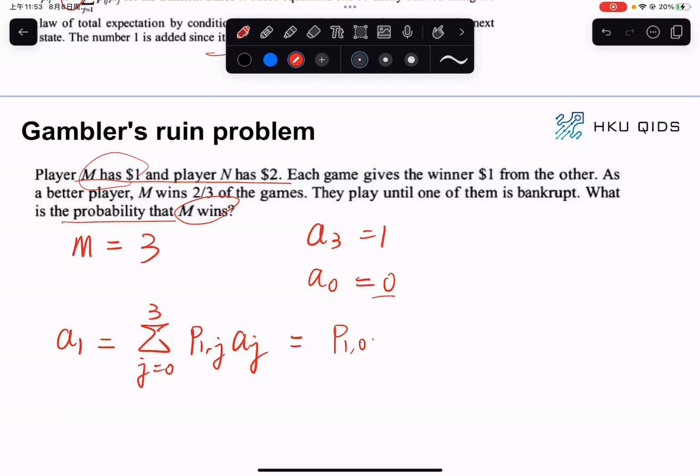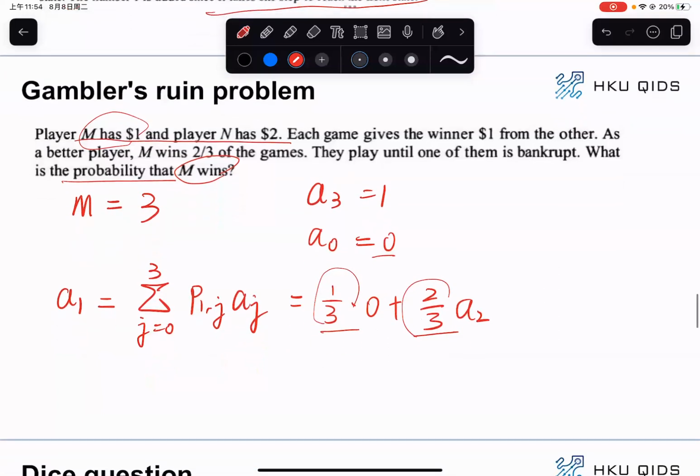So we can have 1/3 multiplied by 0 plus 2/3, which is going from 1 to 2. And we have 2/3 probability because it is the case that M is going to win the first round, right? And he is going to have A2. Is it possible to go directly from 1 to 3? Not possible, right? So it is already the total probability here because the sum of all the probabilities is equal to 1.